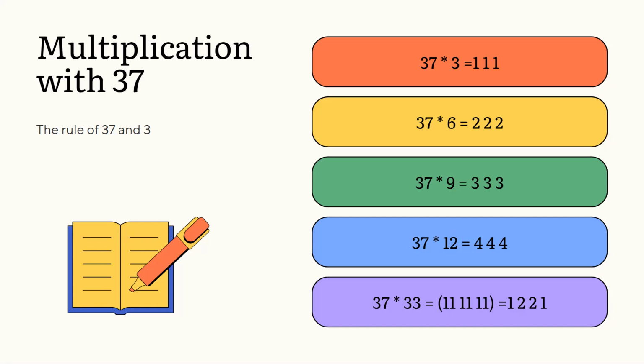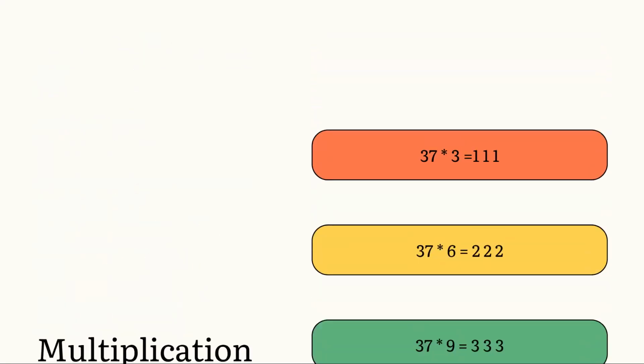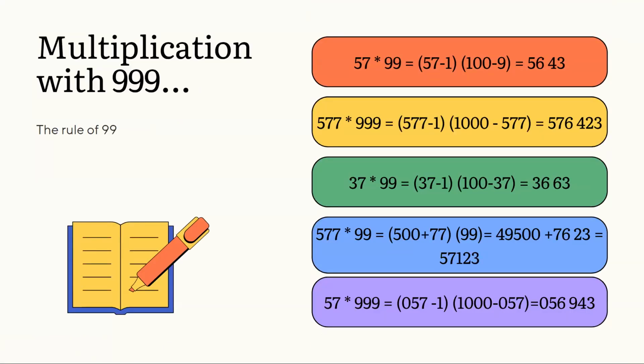It will not work in every situation, right? So you cannot apply this while doing a 39 into 3. That will not work, right? But 37, you can apply this. Okay, moving on. Multiplication is 999.